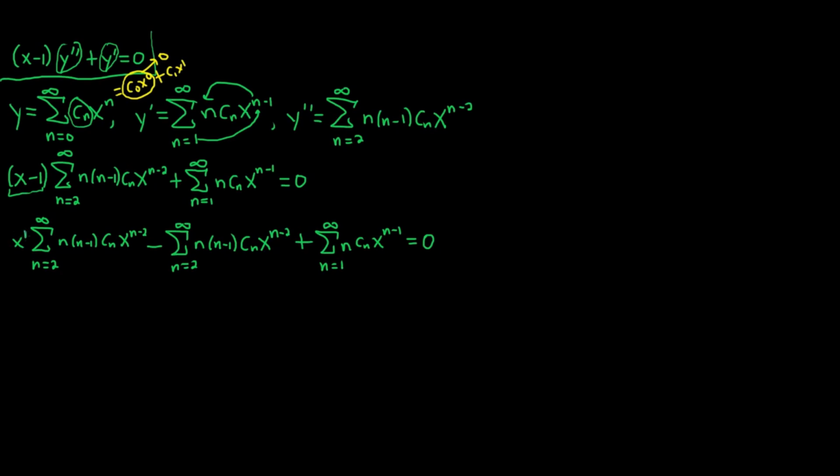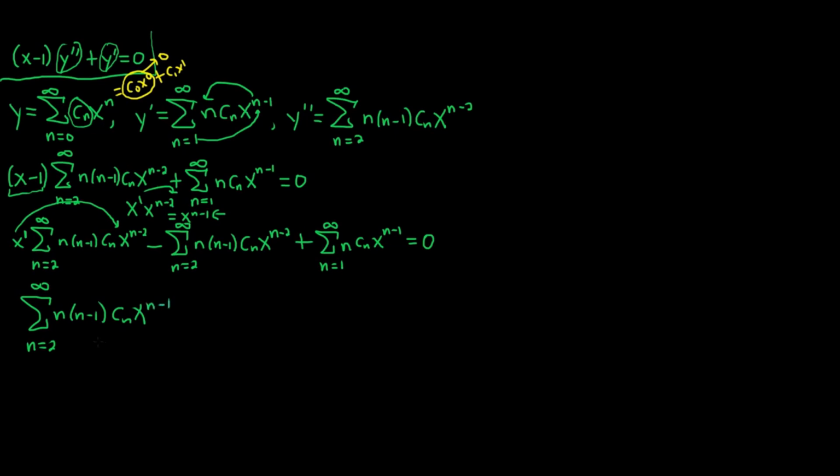So this x to the 1 here, we're going to distribute this here. And so what's going to happen is you'll get x to the 1 times x to the n minus 2. So we're going to add the exponents. That's going to give us x to the n minus 1, because 1 plus minus 2 is minus 1. So this is the infinite sum, n equals 2 to infinity, of n minus 1, c sub n, x to the n minus 1.